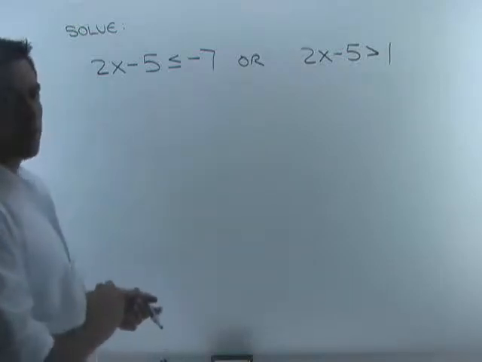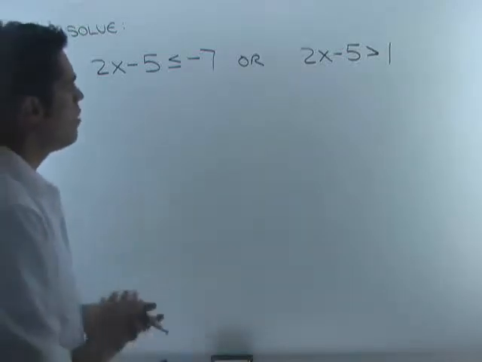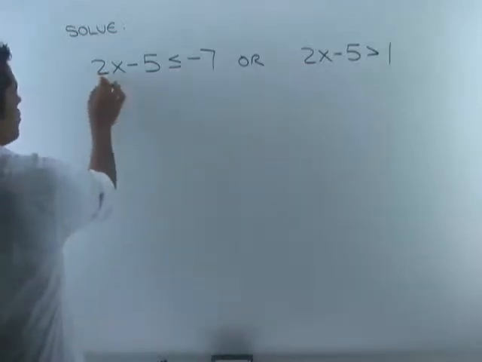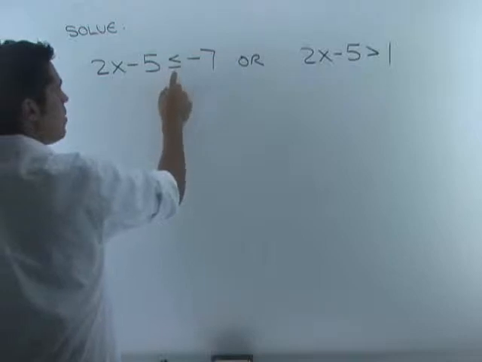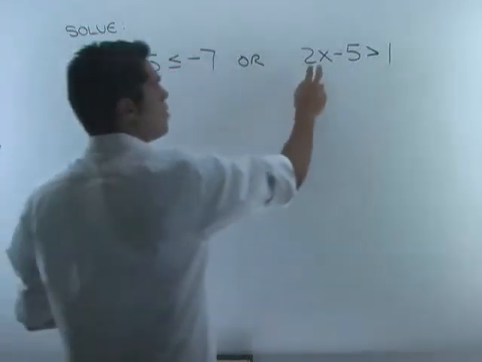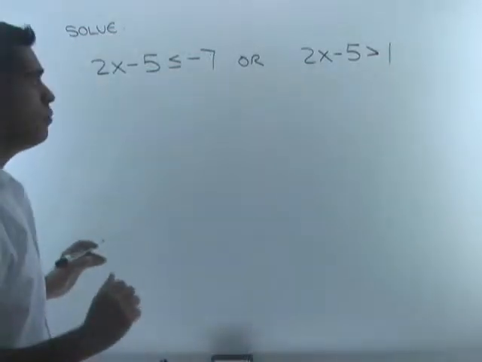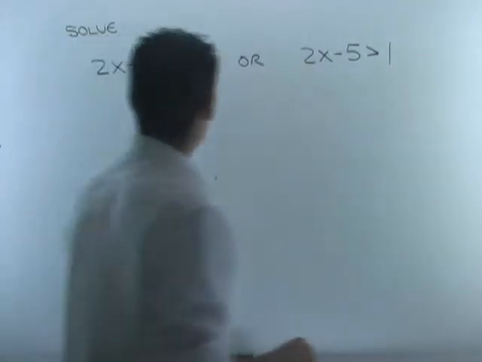Okay, let's take a look at what's called a compound linear inequality, but it's called a disjunction. The reason is we've got that this value, 2x minus 5, must be less than or equal to negative 7, or 2x minus 5 must be greater than 1. Now we could put this together all in one and look at it. I'm going to do that just to show you.